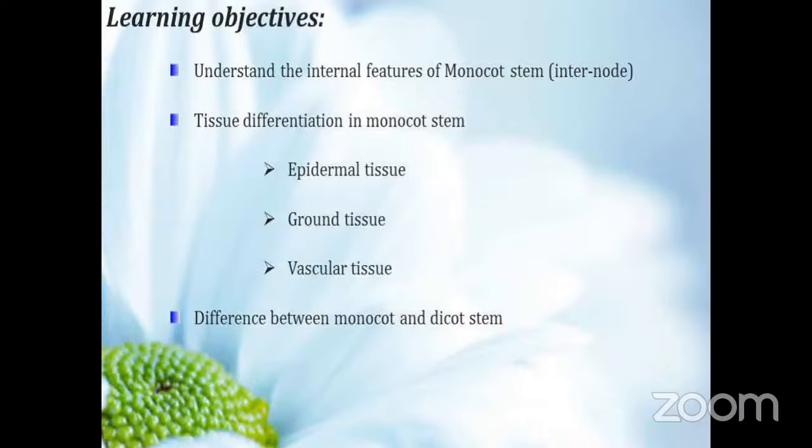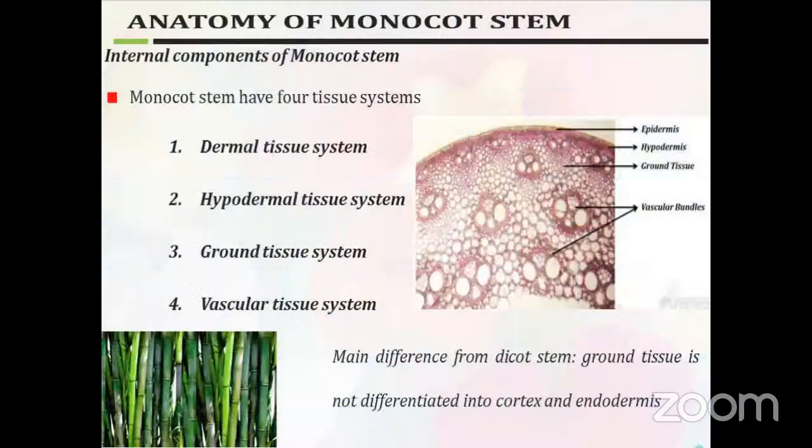and to know the tissue differentiation in monocot stem, that is epidermal tissue, the outermost one, then ground tissue inside the epidermis, and vascular tissue, that is the central portion, and to find out the differences between monocot and dicot stem. So these are the objectives.